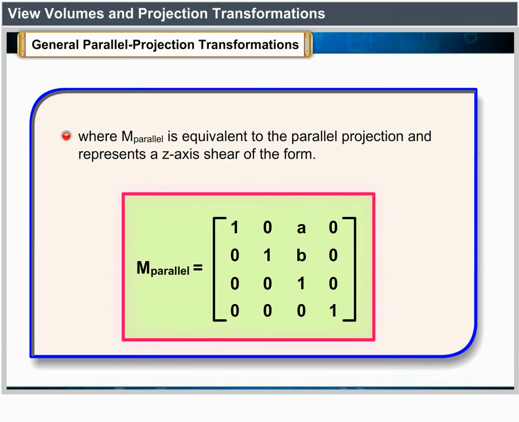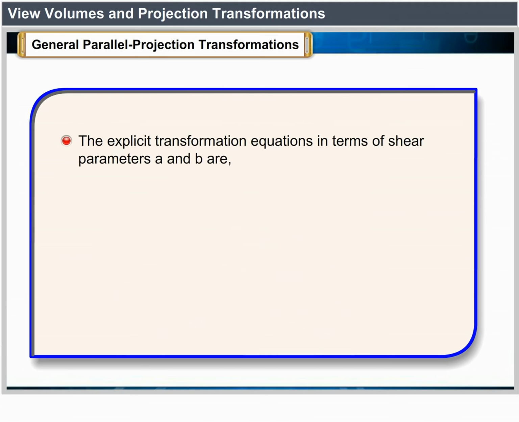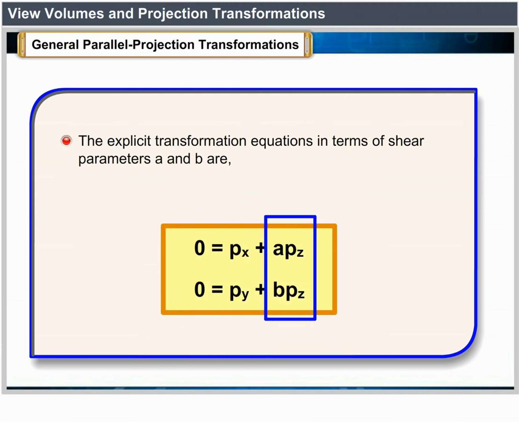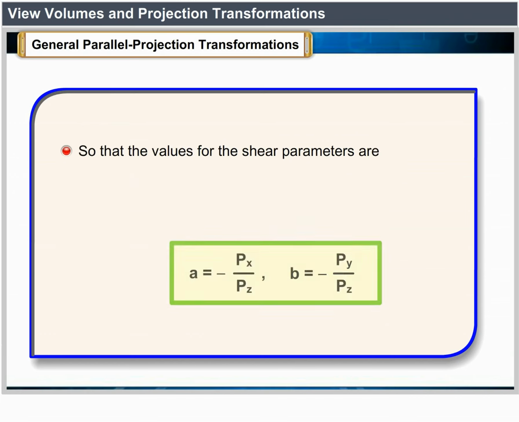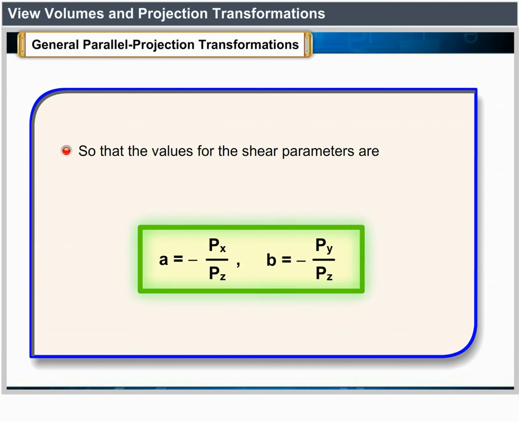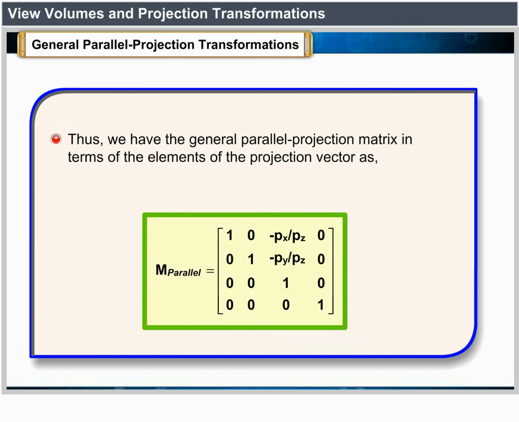The explicit transformation equations in terms of shear parameters a and b are 0 equals Px plus a Pz, and 0 equals Py plus b Pz, so that the values for the shear parameters are a equals minus Px over Pz and b equals minus Py over Pz. Thus we have the general parallel projection matrix in terms of the elements of the projection vector, as shown below.